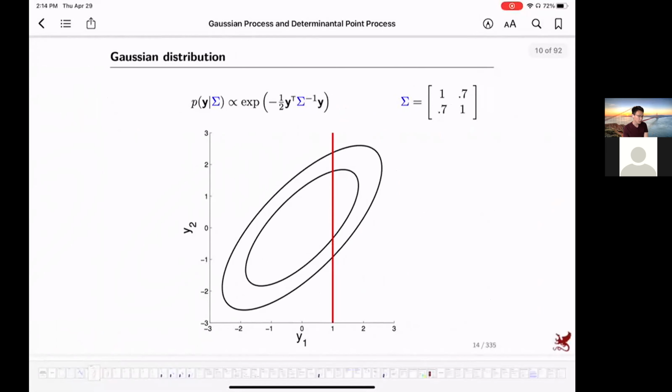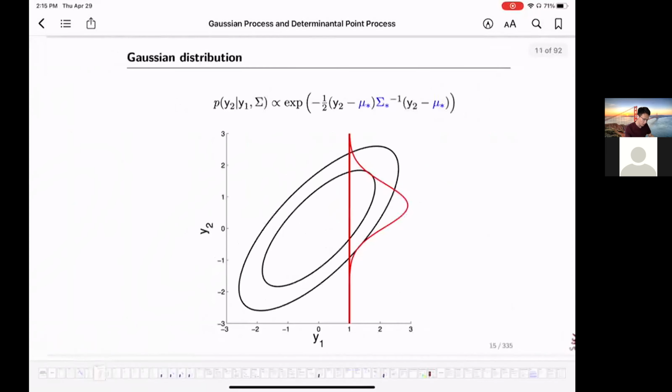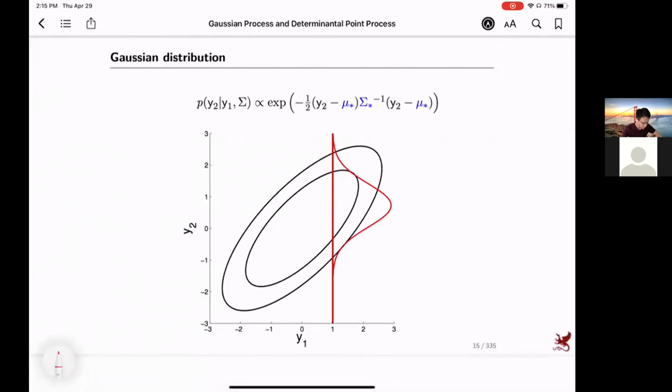Another nice thing about Gaussians is that even though I'm looking at a two-dimensional distribution, if I do this kind of projection, or I condition on one value of its first dimension, which are two equivalent things in this context, I will be able to say that the conditional distribution of the second dimension, or the projection on this line, is still Gaussian. So it looks like this.